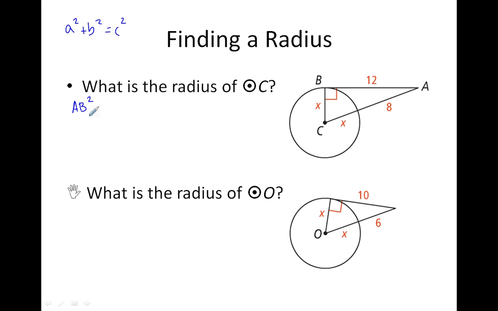Segment AB squared plus segment BC squared equals segment AC squared. And that helps me identify which numbers I'm going to put in. AB is 12, BC is x, and AC is actually a combination of x plus 8. So 12 squared is 144 plus x squared.